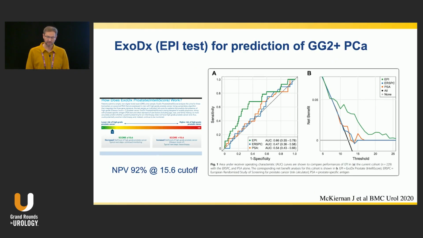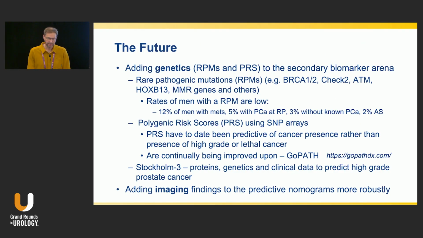And EPI has also done that with the ExoDx test. They also have gone head-to-head with the ERSPC, and they noticed that the test is better and/or additive, and you can get AUCs that are higher and get NPVs that are higher than using the risk calculators alone. So I think any test that can compete with or be additive to the risk calculators is going to be helpful because they're based on PSA and history alone.